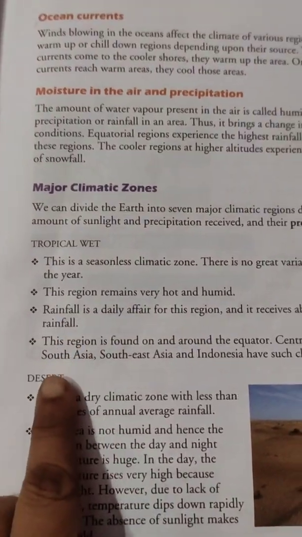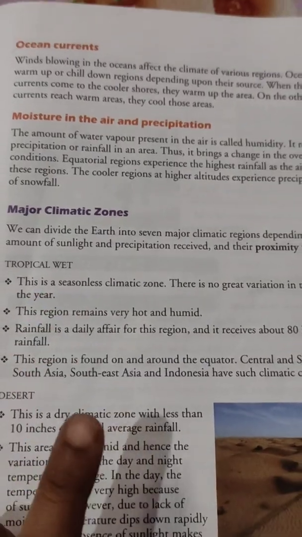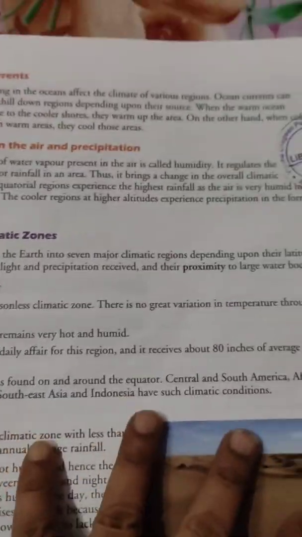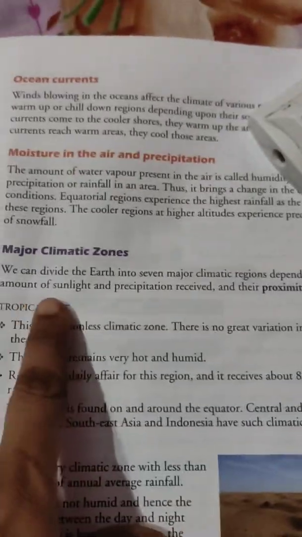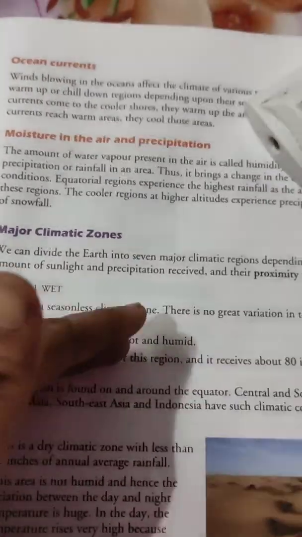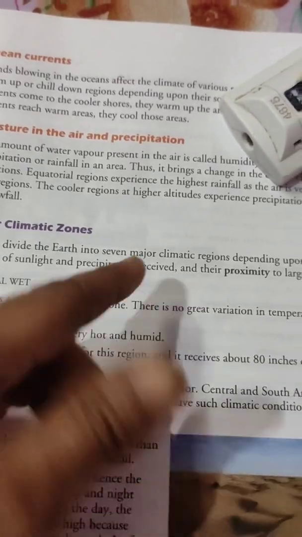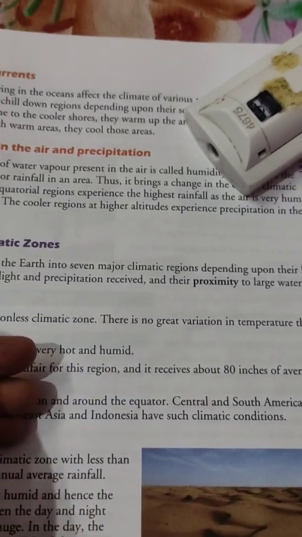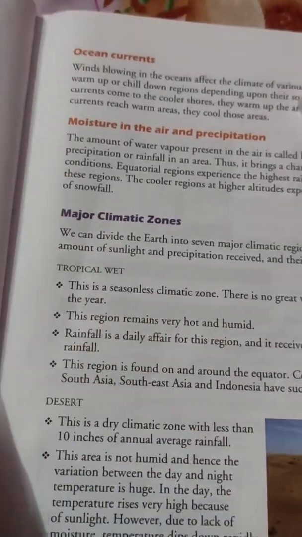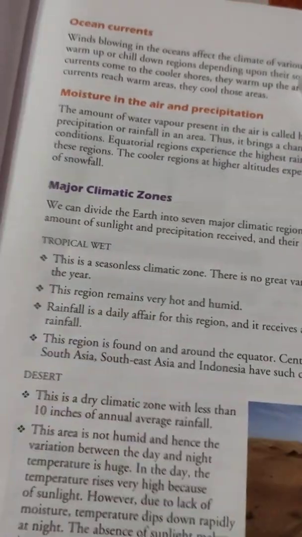So students, see, these are the major climatic zones. We can divide the earth into 7 major climatic regions. So how many regions can we divide it into? 7. Okay, and on what basis can we divide it? Upon their latitude, amount of sunlight, precipitation or rainfall received, and their proximity to large water bodies. If they are near the ocean or sea, then on that basis we divide the climatic zones. So the first one is the tropical climate.